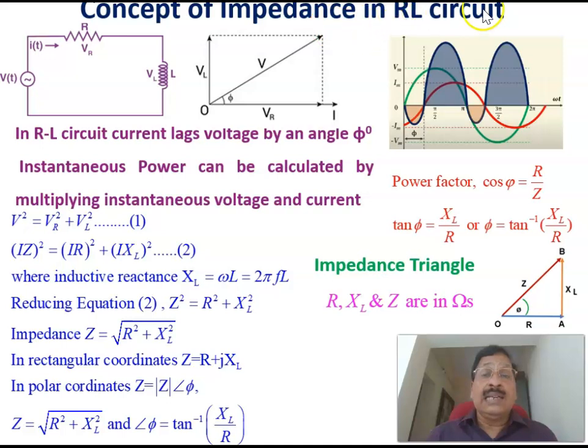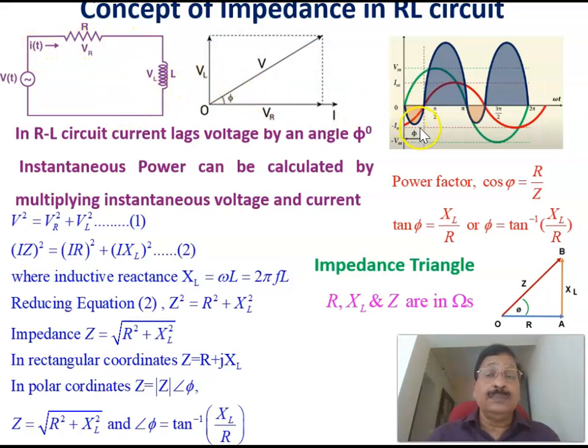Let us see first an RL circuit. In an RL circuit, what do you mean by the impedance of a circuit? Therefore, let us see the concept of impedance in an RL circuit. This is an RL circuit in which the voltage source is there, resistance R is there, inductance L is there, and this is the current flowing through this circuit.